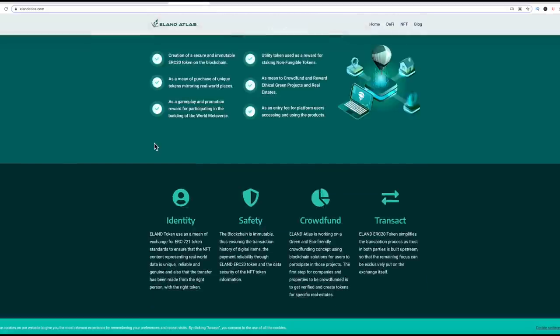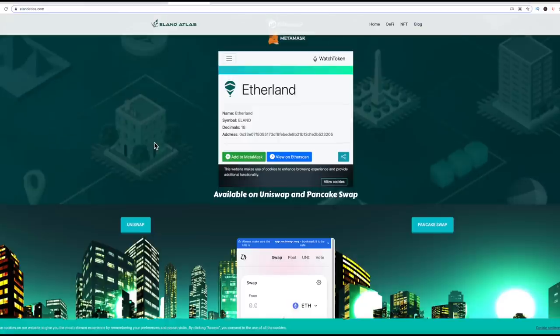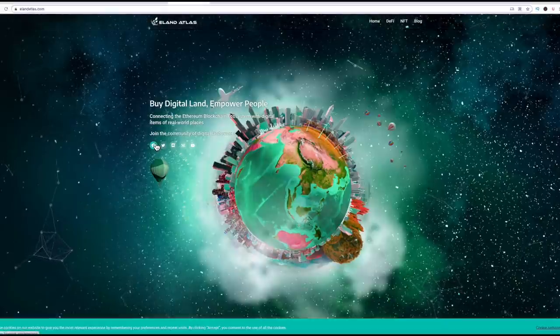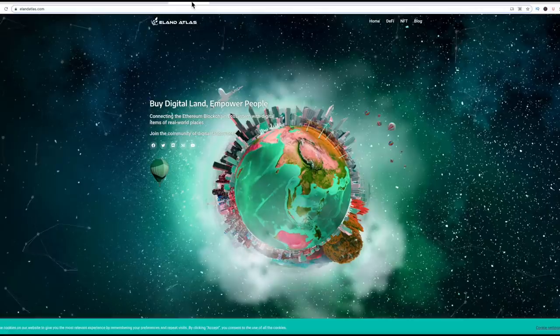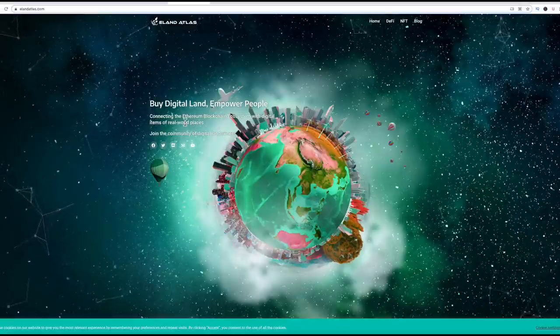The only thing is that I don't see an application yet. These are going to be picked up on Uniswap, guys, by the way. You'll notice right here I highlighted Uniswap. You're going to need to learn Uniswap for these three right here. But Eland Atlas, I think, is something that you're going to want to pay attention to.